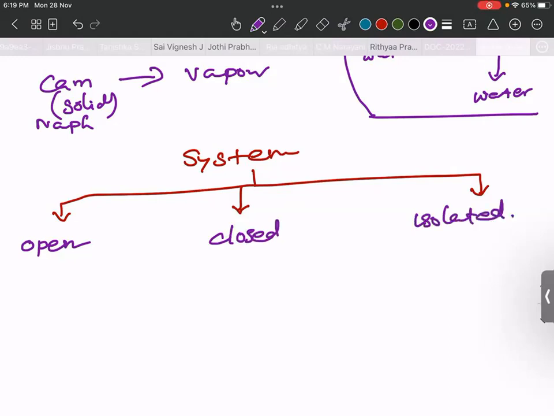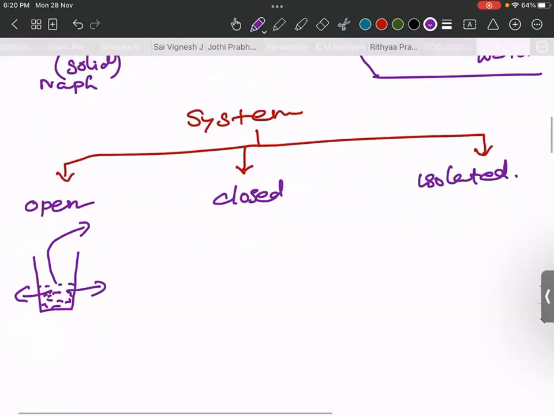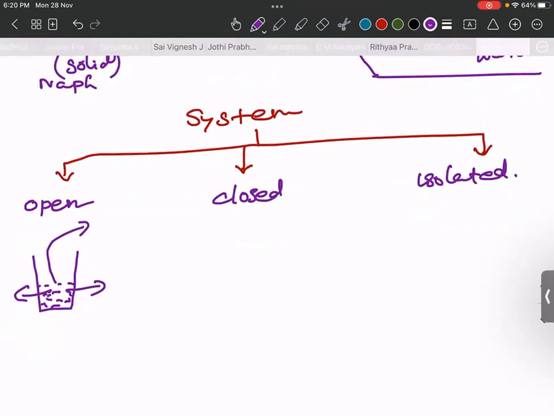Open system means it is open. That means the energy can be exchanged or it can go out. Anything can happen. That is open. Closed system, one or two. You take a tumbler with hot water. After 5 to 10 minutes, some of the water will go away as vapor. Then the water becomes chilled when the heat is transferred to the surroundings. So the system which is open to the surroundings is an open system.